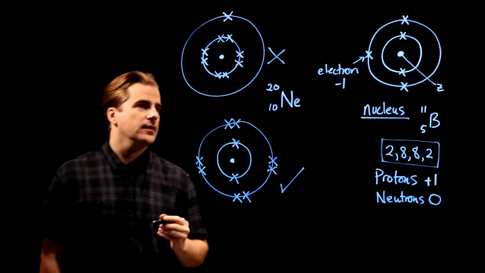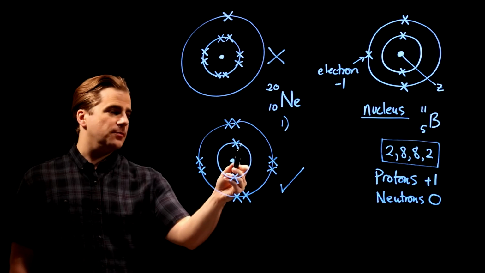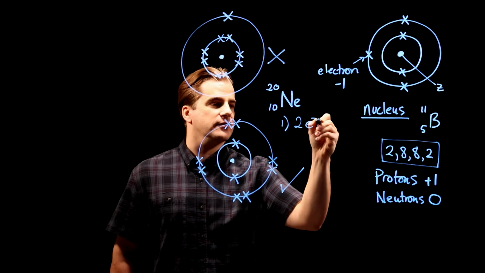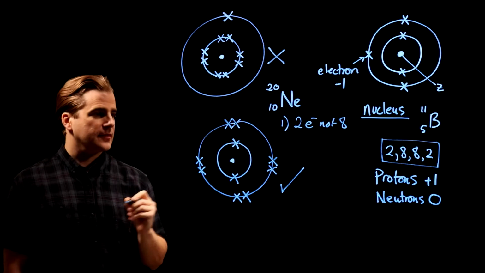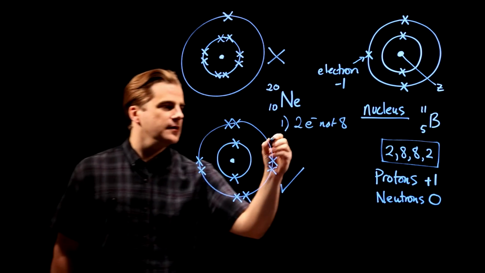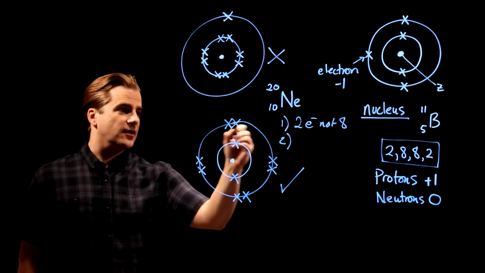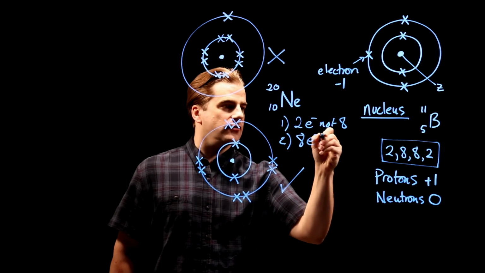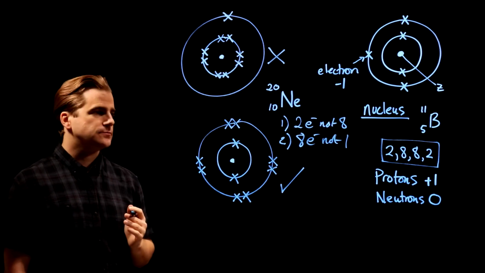Well, should I do it? Firstly, there should be 2 electrons in the inner shell, not 8. Okay, so 2 electrons, not 8 in the inner shell. I'll let you write that. Okay? Second, there should be 8 electrons in the next shell, where they've only got 1. There should be 8 electrons, not 1, in the next shell, in the outer shell.